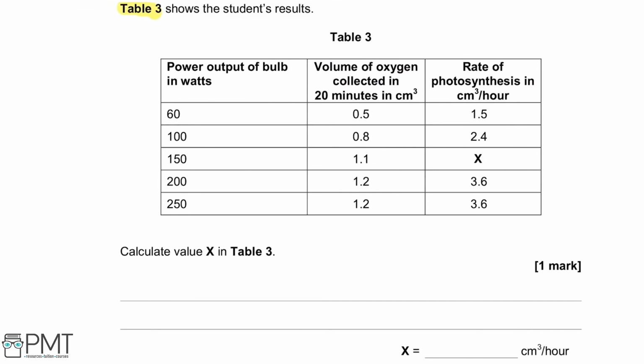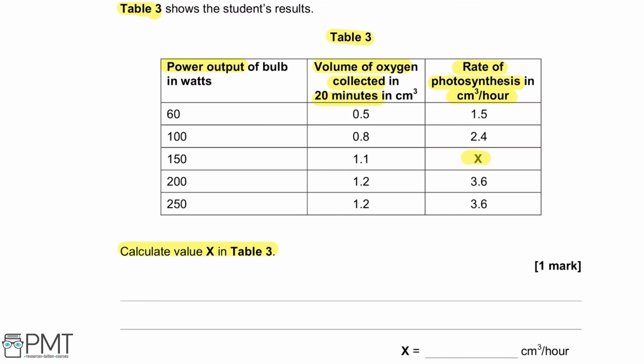Table 3 shows the students' results. So here you've got table 3, the left-hand column is the power output of the bulb in watts, and then you've got your central column of the volume of oxygen collected in 20 minutes. Then the last column is the rate of photosynthesis in centimetres cubed per hour. And the question wants you to calculate the value of x in table 3.